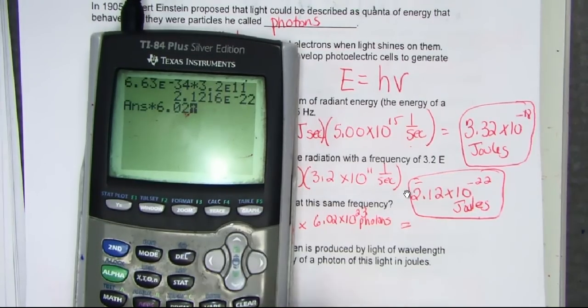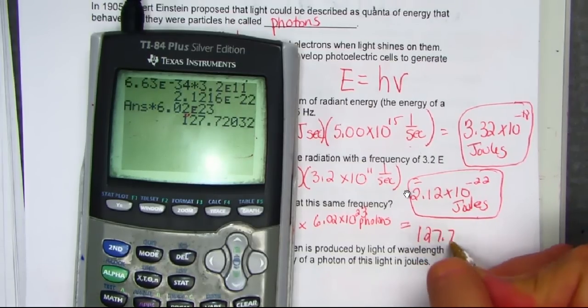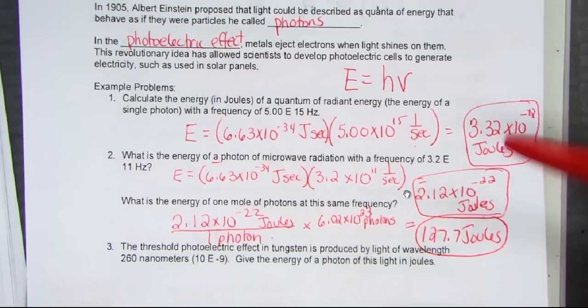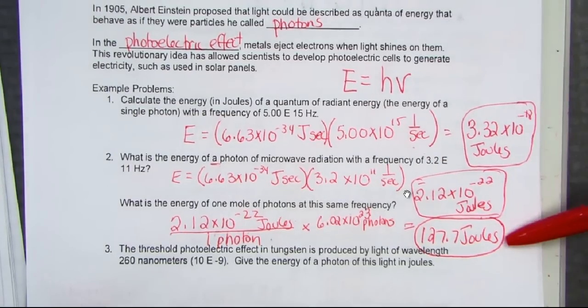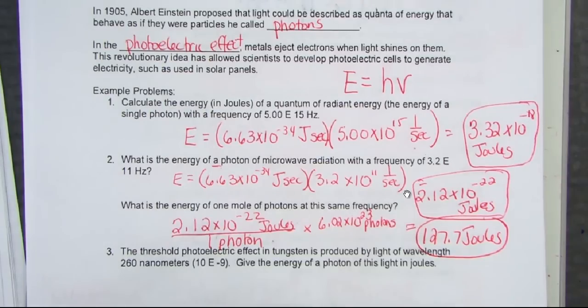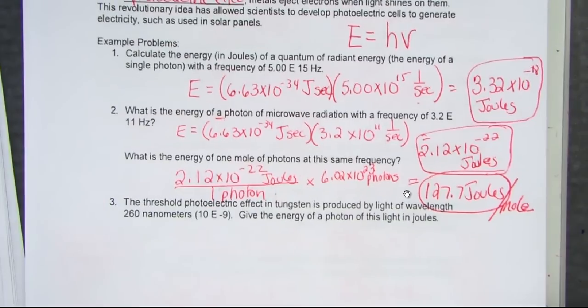So I'm going to multiply that by Avogadro, and I get 127.7 joules of energy. So for every single photon, quite small, but when I start gathering whole moles of photons, it's such a large number, 127.7 joules for every 1 mole. I could probably put that as part of my unit. Joules per mole of photons.